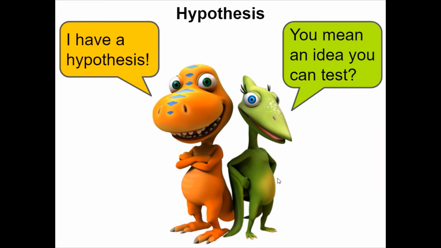Hypothesis. A hypothesis is a really important part of the scientific method because, as Buddy from Dinosaur Train knows, if you have a hypothesis, you have an idea that you can test, says Tiny. So it can't just be any old idea. It can't just be an educated guess. It has to be something that is testable. It doesn't even matter if it's wrong, so long as you can test whether it's right or wrong. That's really what matters.